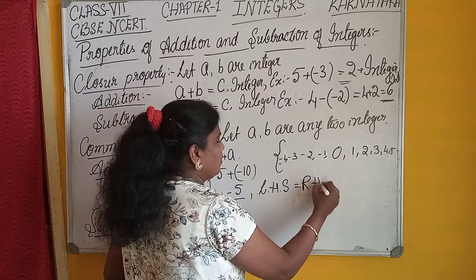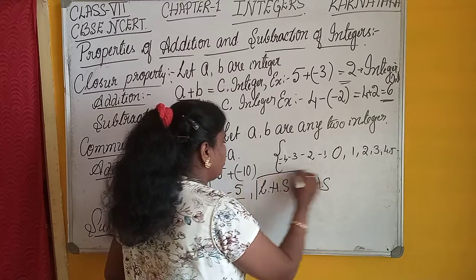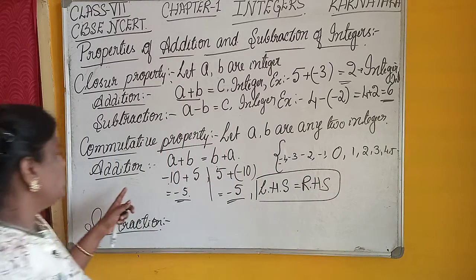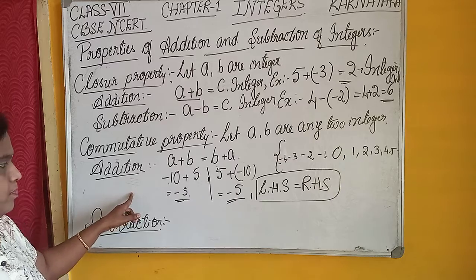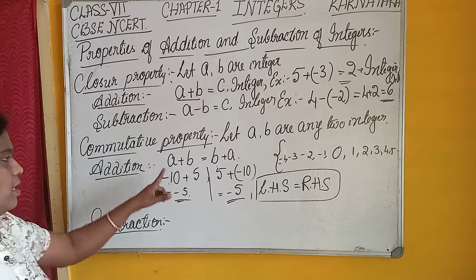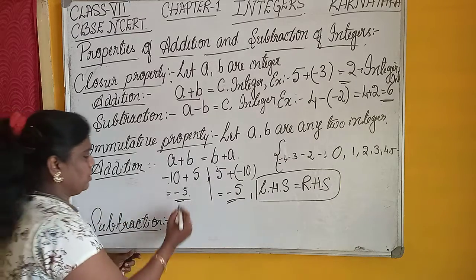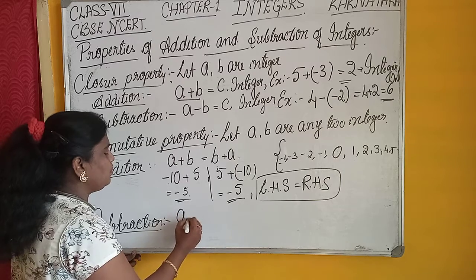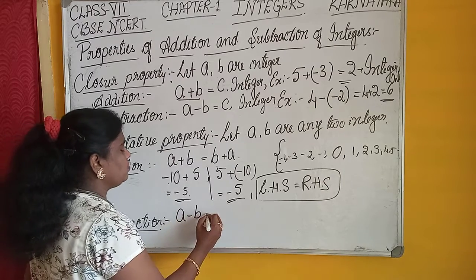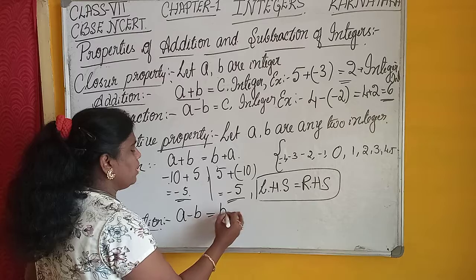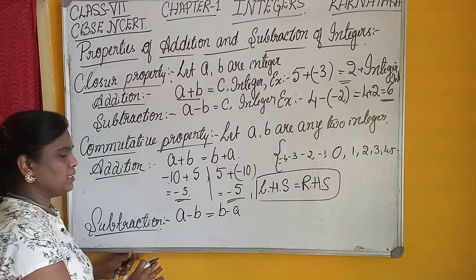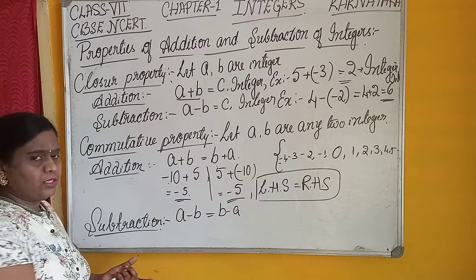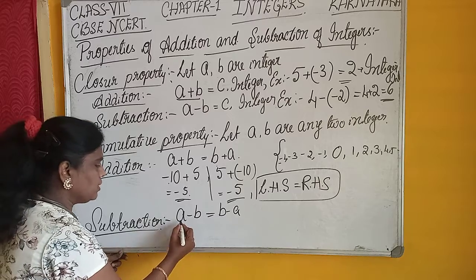This is the commutative property of addition of the integers. If we consider the same numbers in subtraction, is it possible that a minus b is equal to b minus a? Let us check for this.